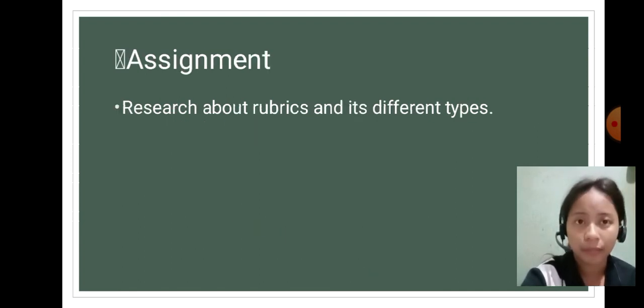Now, for your assignment, research about rubrics and its different types.